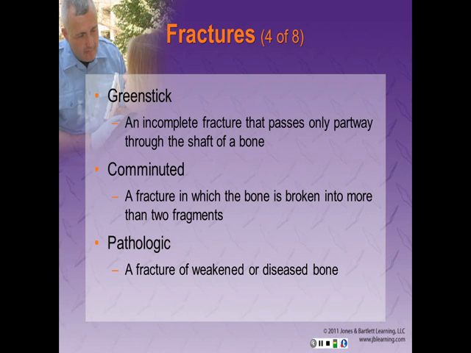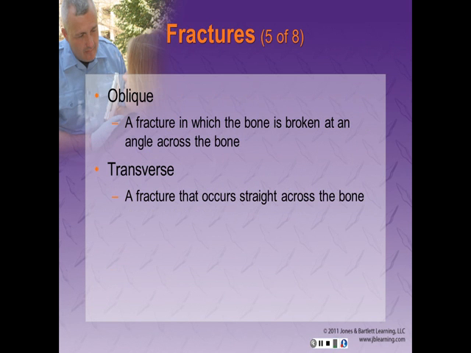A greenstick is an incomplete fracture that passes only partway through the shaft of a bone, and it generally occurs in children. Comminuted is a fracture in which the bone is broken into more than two fragments. Pathologic is a fracture of weakened or diseased bone generally produced by minimal force, and it's seen in patients who have osteoporosis or cancer. An oblique fracture is a fracture in which the bone is broken at an angle across the bone. Usually, this is the result of a sharp angle blow to the bone.